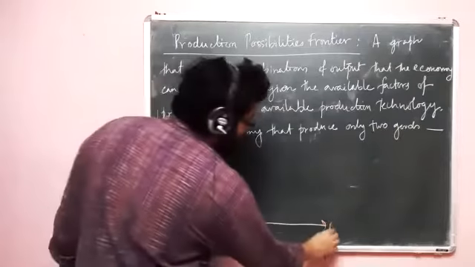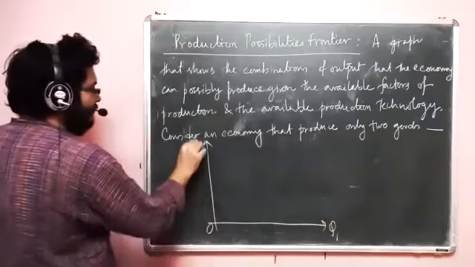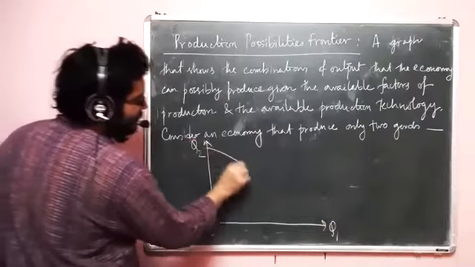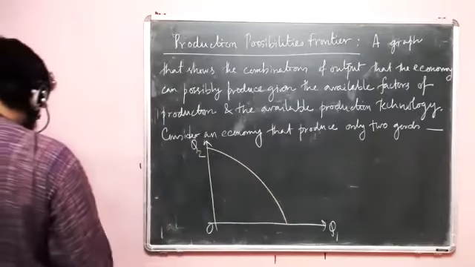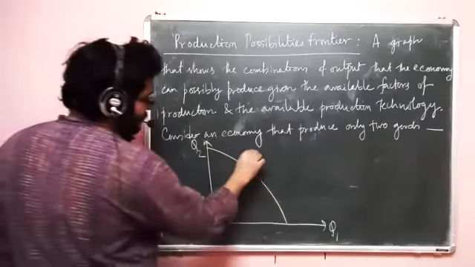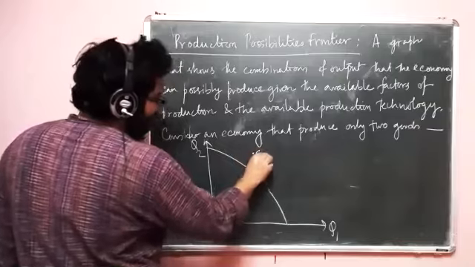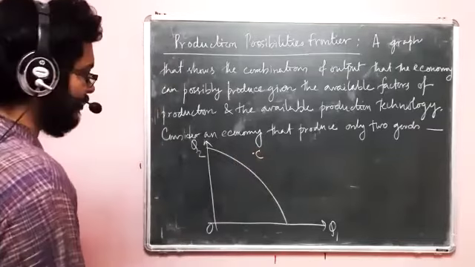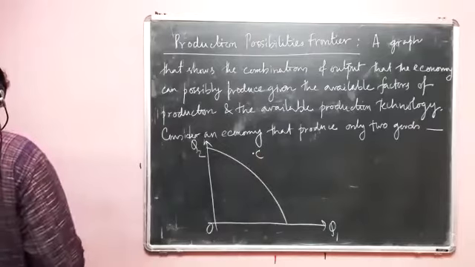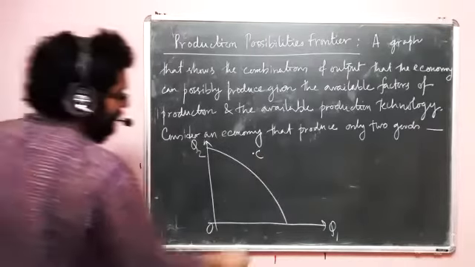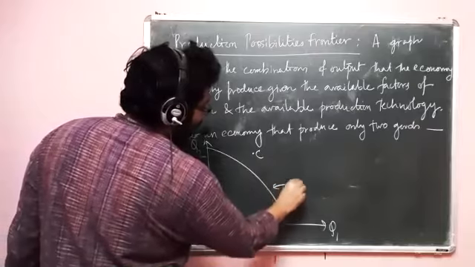So let's say this is Q1 and this is Q2. In general, the PPF looks like a concave curve. Okay, concave to the origin curve. So this curve is concave to the origin. Always mention "to the origin" because without that it can mean a lot of different things. Okay. So this is our PPF.